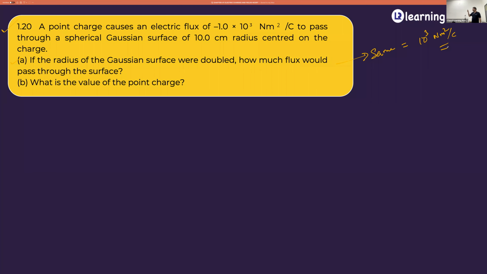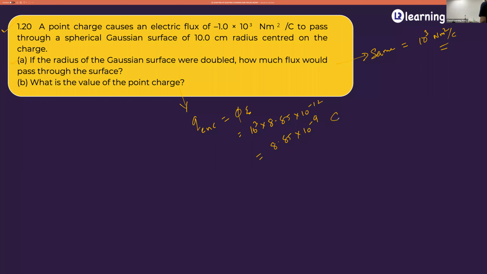As long as the total charge enclosed within it is going to be the same, nothing will change with respect to flux. That's it. What is the value of the point charge that is present inside? Very simple again. Charge enclosed is equal to flux multiplied with epsilon naught. Flux is already 10 power 3, and epsilon naught is 8.85 into 10 power minus 12. The answer will be 8.85 into 10 power minus 9 coulomb.